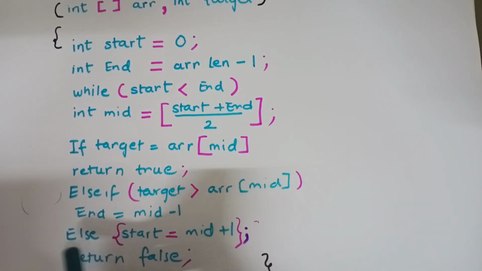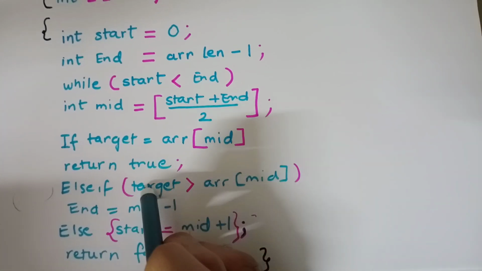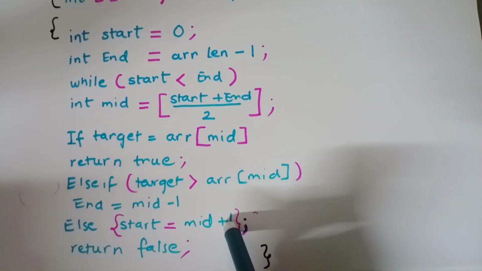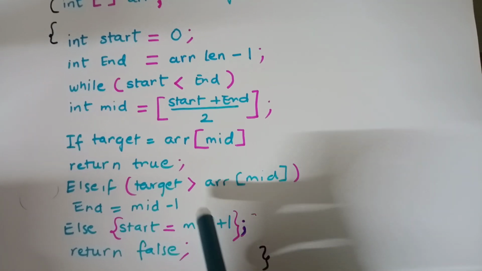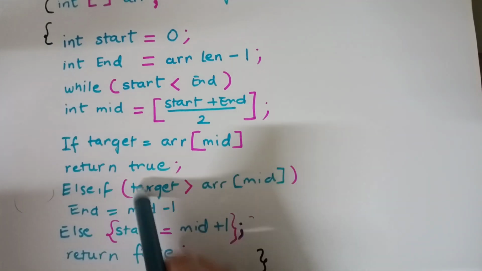In the other case, the else block, where the mid element has a value larger than the target, we apply this particular formula: start equals mid plus 1, as all elements on the left hand side of mid will have a value larger than the target.